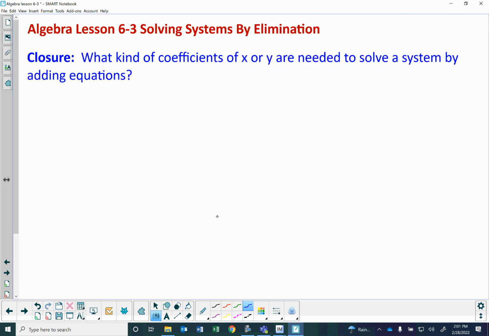All right, closure question for today. What kind of coefficients of x or y are needed to solve a system by adding equations? What kind of coefficients? That means the numbers in front of x and y. In one equation, they have to be what? And then in the second equation, they have to be what? That's basically what I'm looking for.